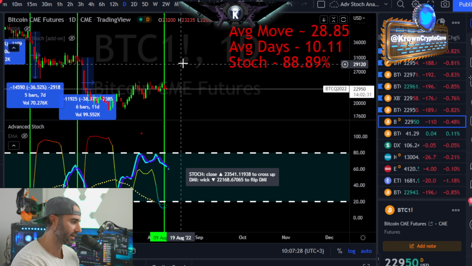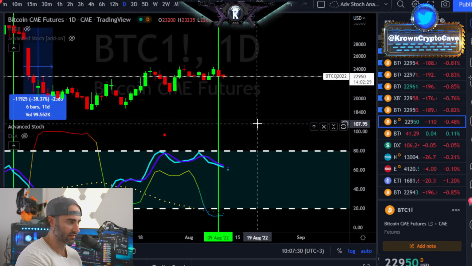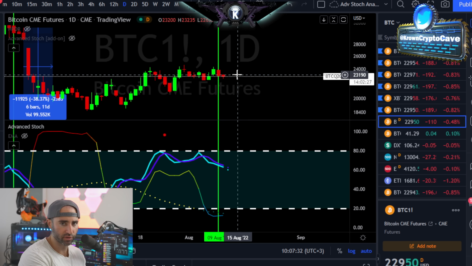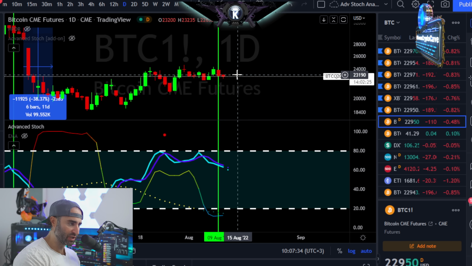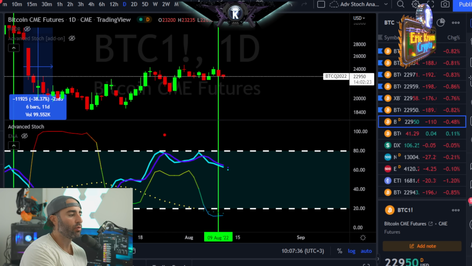Of course, CPI is probably going to move the markets as it typically does. But if Bitcoin does fail to close below that level yet again, well, you already know where I'm going with that. I wanted to also point out this signal over here.